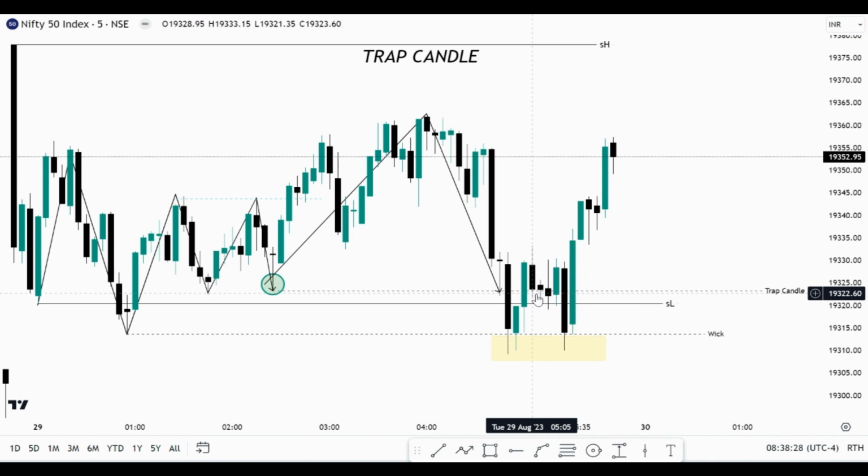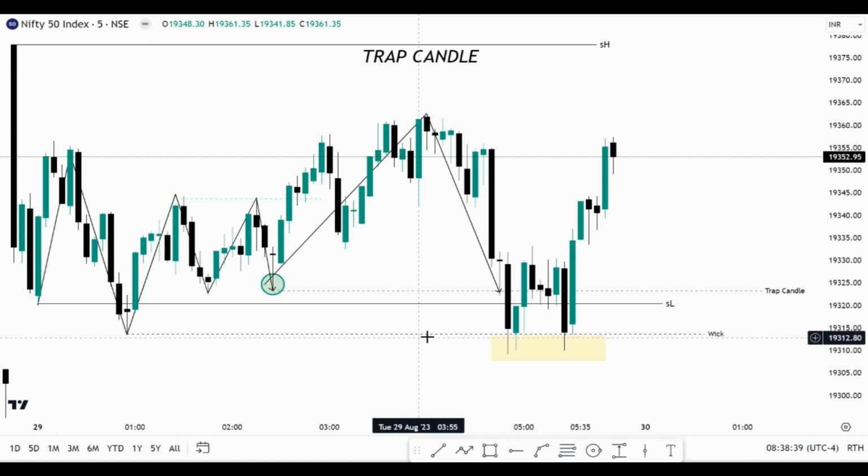There are three things that happened here. The price came down and rejected, which means the sellers are a bit weaker, and then the sellers again pushed the price down and tried to break this low, but failed. So by looking at this information, we can conclude that the sellers are getting weaker. So we can look for the long trade.